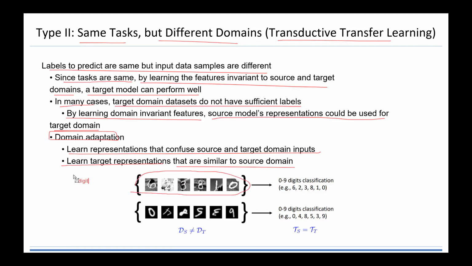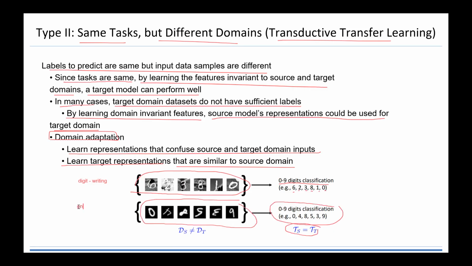You know digit? Digit is a number. So this is digit handwriting. You write the numbers, and then we want to classify 0 until 9, digit classification. So 6, 2, 3, 8, 1, 10. Okay. The task is the same. I want to do the classification for digit classification, but now I have new data.